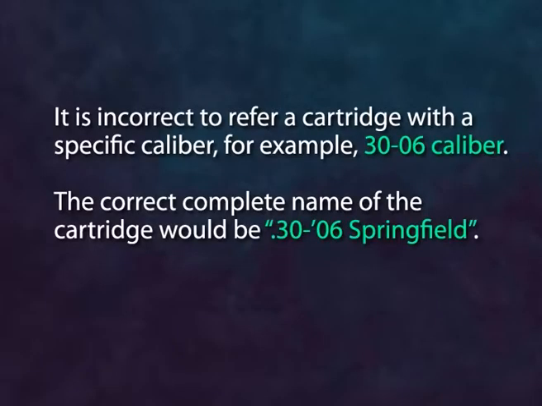The grooves in the rifled barrel are cut in the form of a spiral inside the bore. The spiral groove is obtained by gradually and uniformly turning the cutter while cutting the groove. This turning is called the twist. The number of grooves in a rifle varies from 2 to 22. It is incorrect to refer to a cartridge with a specific caliber, for example 30-06 caliber. The correct complete name of the cartridge would be .30 inch 06 Springfield.